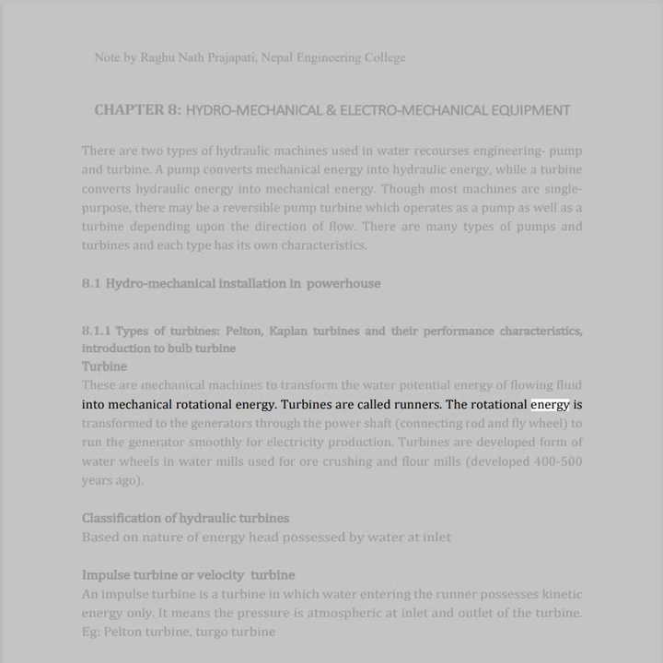The rotational energy is transmitted to the generator through the power shaft, connecting rod and flywheel, to run the generator smoothly for electricity production. Turbines are a developed form of water wheels and water mills used for ore crushing and in flour mills, developed 400 to 500 years ago.